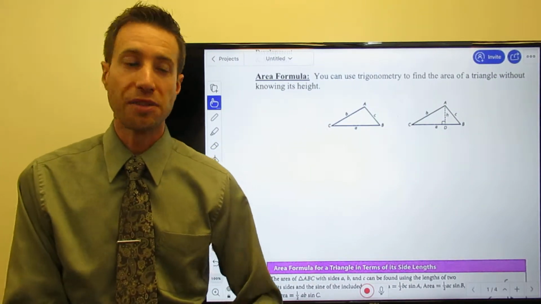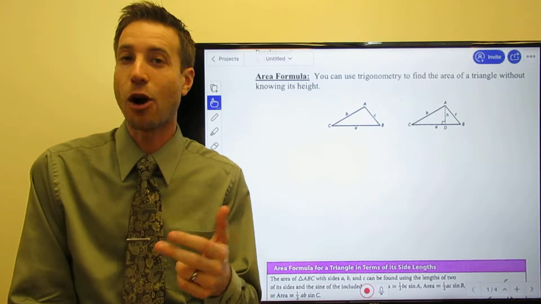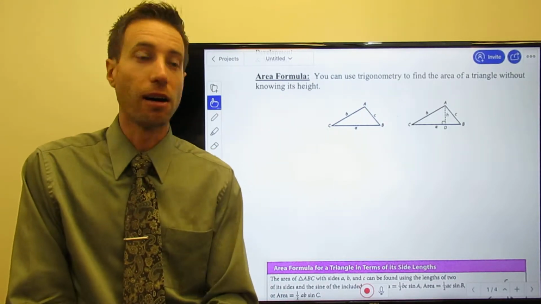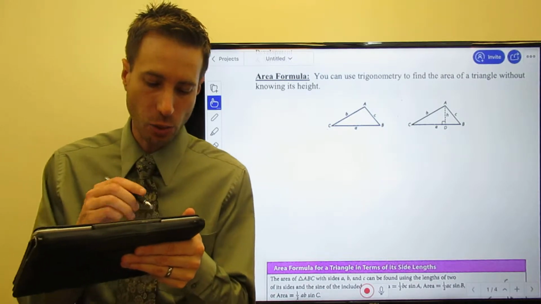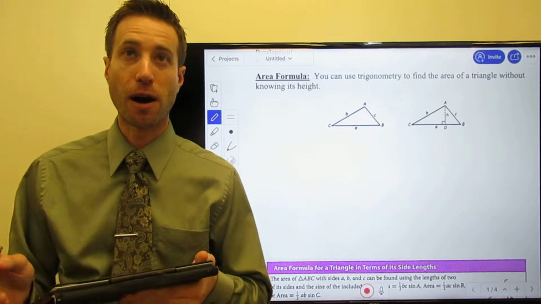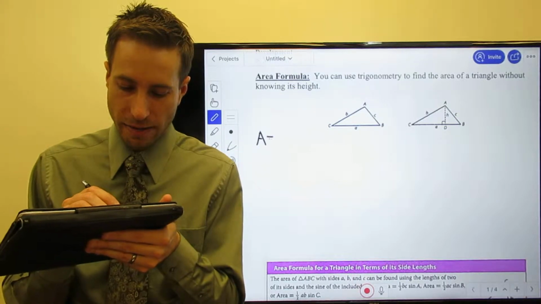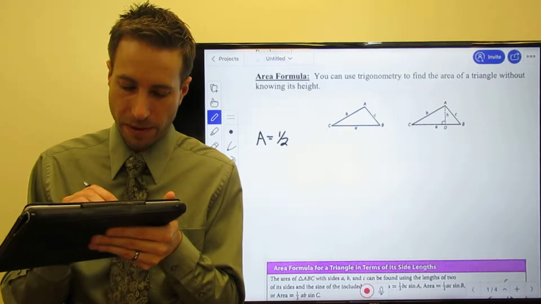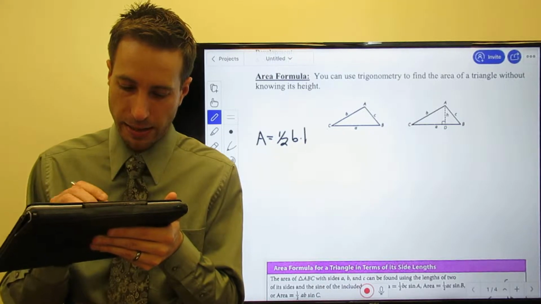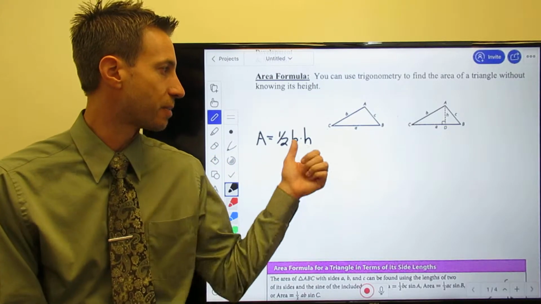So we can use the sine, cosine, and tangent to help us find the area of a triangle. And here's the way it's going to work. You should remember from earlier in the year we looked at the area formula, and the area of a triangle is 1/2 base times the height. Base times height, right? 1/2 base times height.